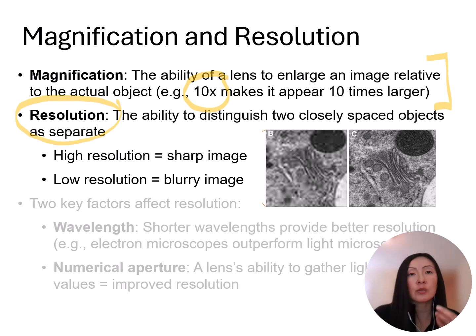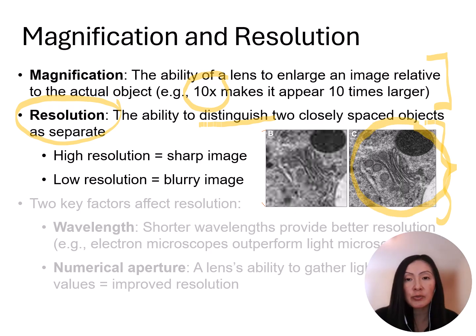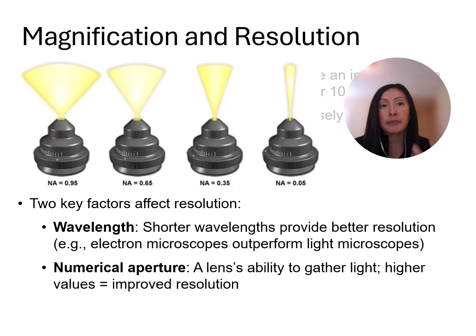Resolution is the ability to resolve the image, the ability to distinguish two very closely spaced objects as separate. And I have two images shown here. Greater resolution is shown on the right. That's higher resolution, where you have a sharp image, the better ability to distinguish two very closely spaced objects, versus on the left, we have a low resolution image, right? It would be blurry. We probably wouldn't be able to tell that they're two separate objects if they're very close together. There are two factors that impact resolution.